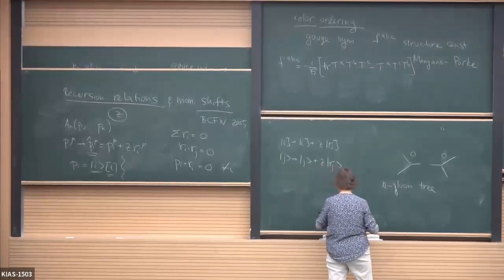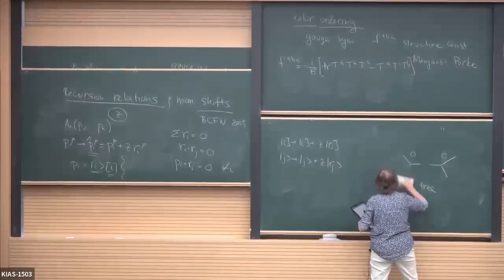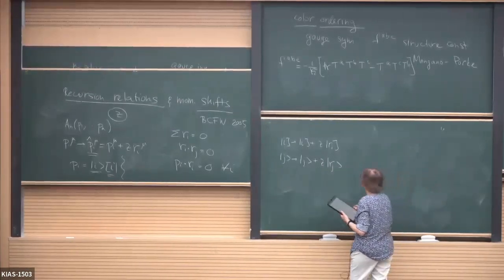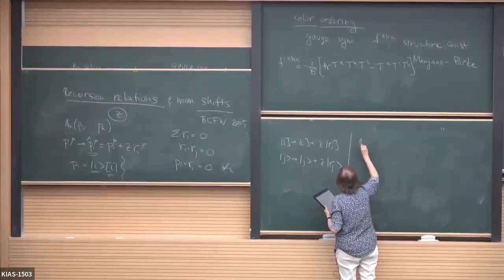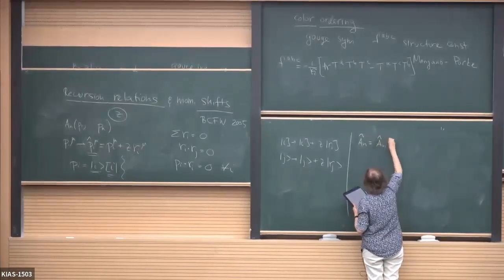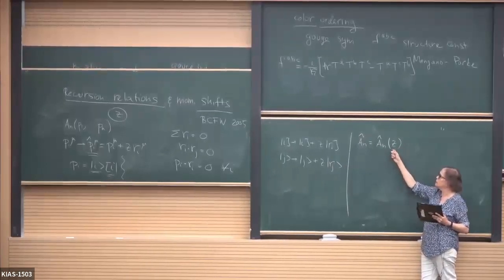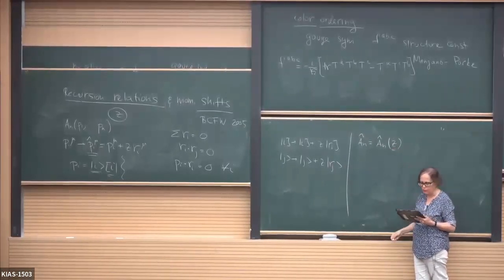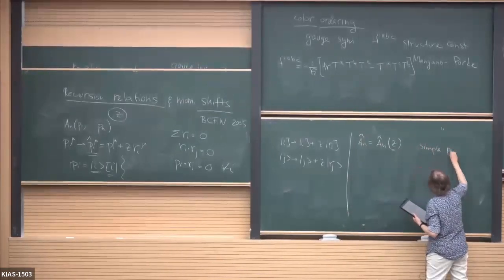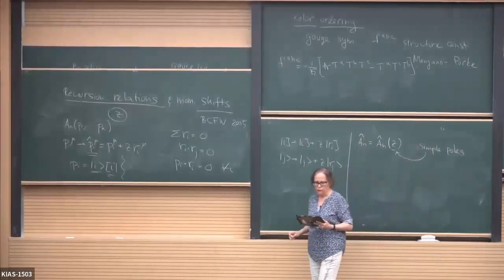Okay, so let's consider now the hatted amplitude, the shifted amplitude. Now we have this A_n hat, which is a function of z. And this is the reason we did this: we have it written in terms of a single complex variable, and it only has simple poles in this z.